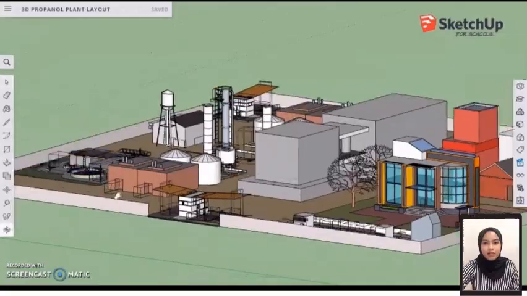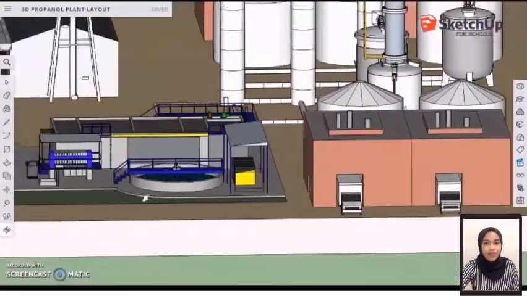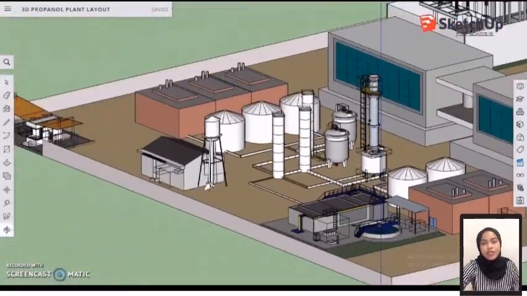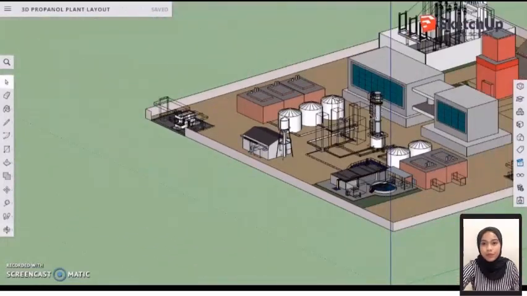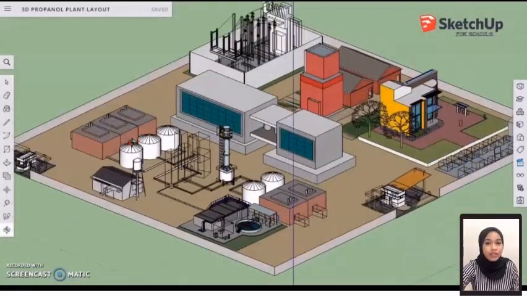Next I'll show you the wastewater treatment plant. Behind the wastewater treatment plant is actually our equipment. There's also a utilities building. Okay, that is all for the 3D layout for the production plant.